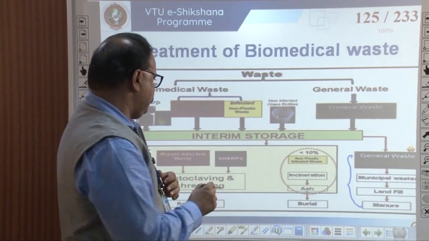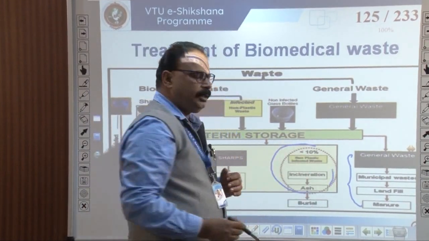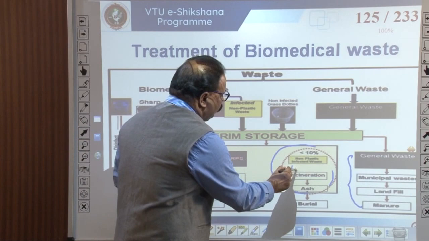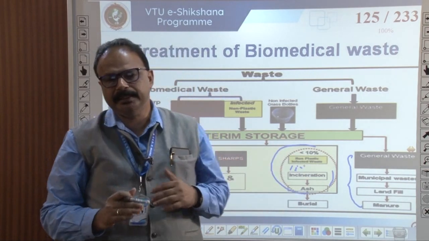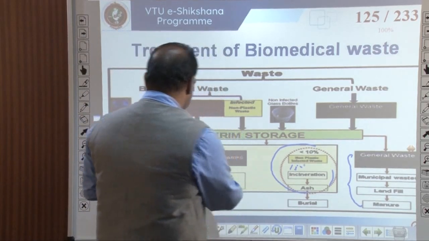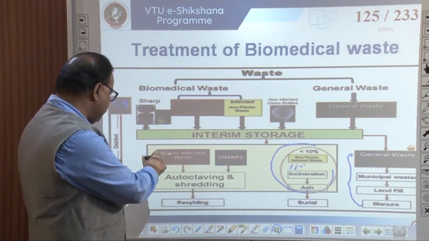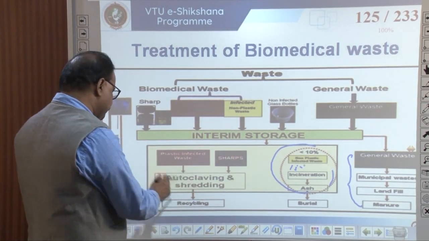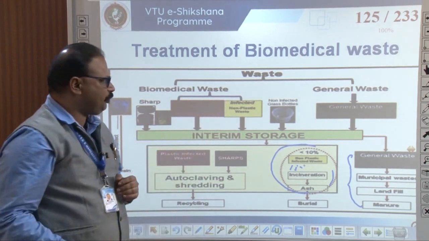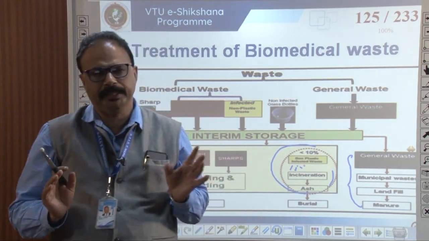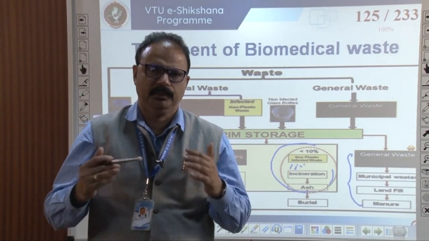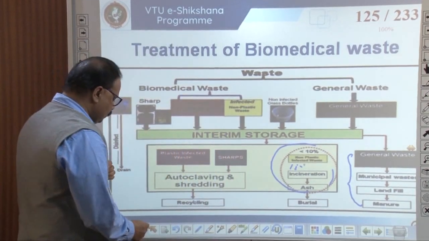Another very important one: body parts and organic parts, everything is burned above 1500 degrees Celsius to 1800 degrees Celsius incineration. The ash will be formed, and that is buried. And later, sharp material and infected plastic with autoclaving and cutting is done, and it will go for recycling. These are the types of treatment done in biomedical waste. You can see the different ones. I will explain one by one in the next slide.